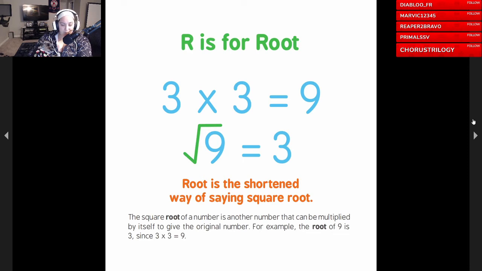R is for root. Root is the shortened way of saying square root. The square root of a number is another number that can be multiplied by itself to give the original number. For example, the root of 9 is 3, since 3 times 3 is equal to 9.